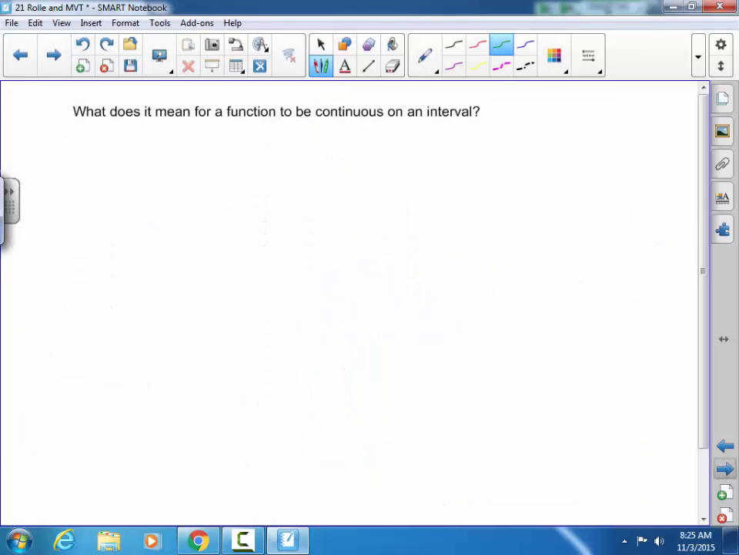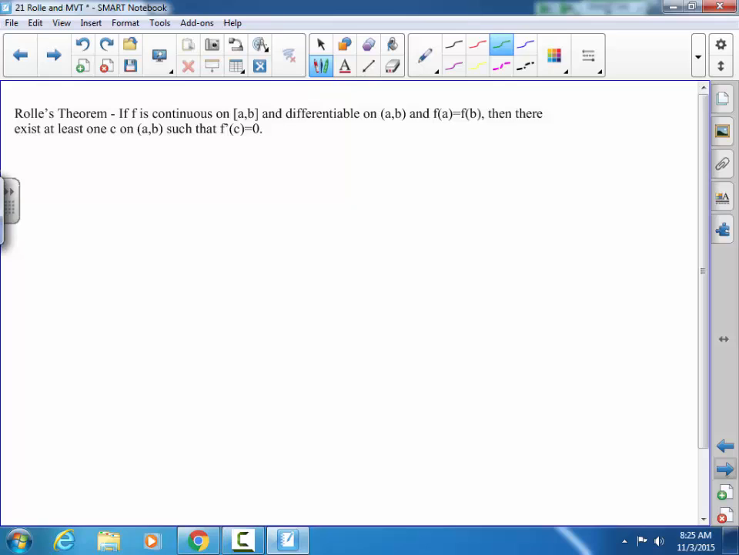Well, what you have just described for me is a theorem that we're about to talk about called Rolle's theorem. And we'll forget about the continuous part here. Rolle's theorem says if f is continuous on [a, b].